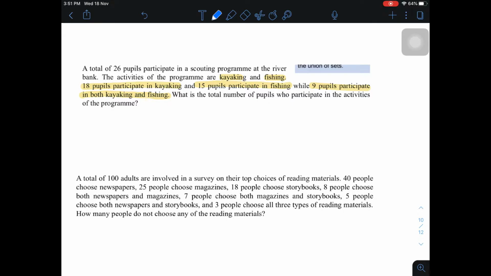Okay, so we understand that 9 pupils participated in both. So again, you will use the Venn diagram for visualization. 9 would be here. So that's the people that participate in kayaking and fishing, right? And then we understand that 18 pupils joined kayaking, which means that only kayaking would be 18 minus 9, which is 9, right?